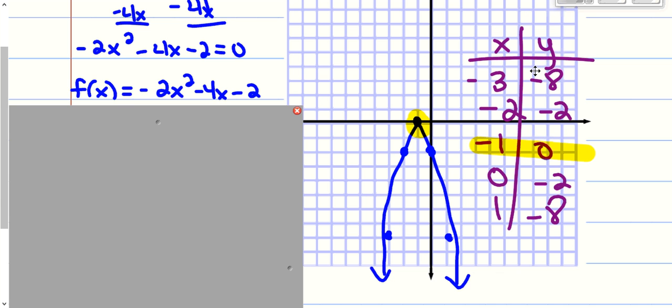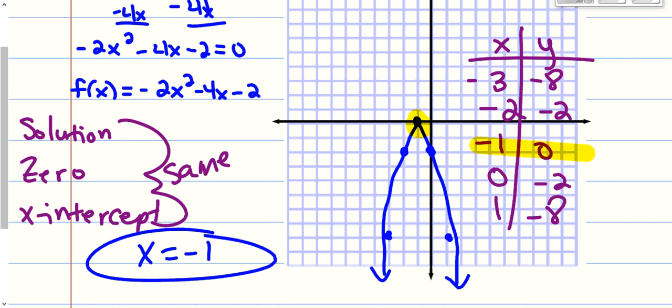So our table: negative 3, negative 8, negative 2, negative 2, negative 1, 0, 0, negative 2, and 1, negative 8. Again, we're highlighting the x-intercept, which would mean the y is 0, and where it crosses the x-axis. So this time there's only 1 point, and so our answer is x equals negative 1.